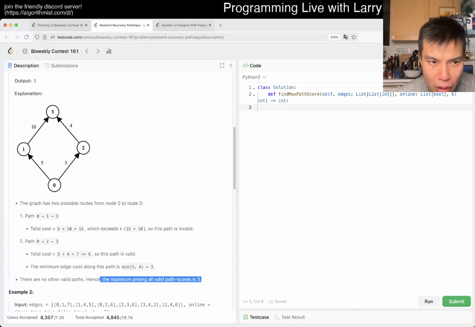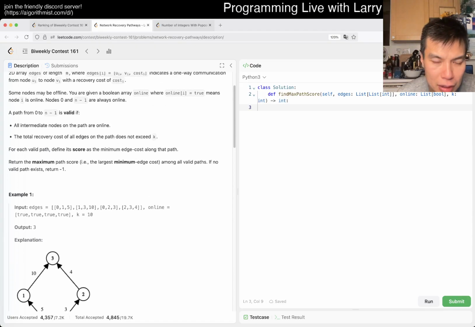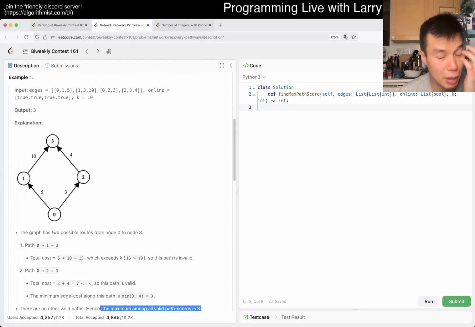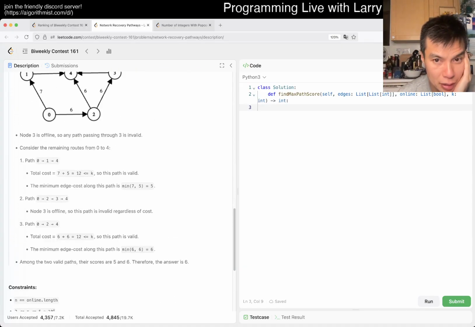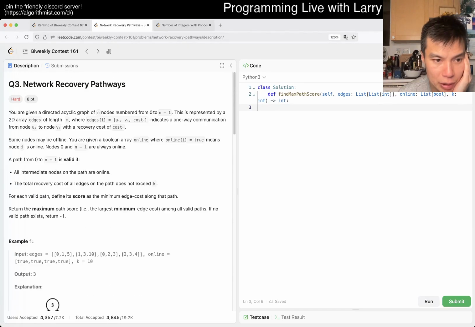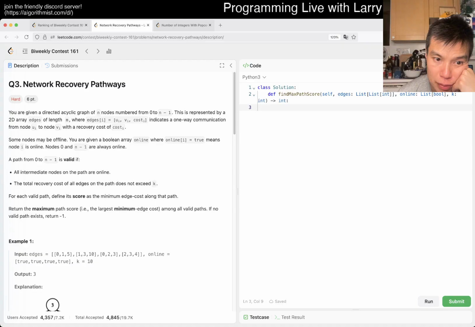The min edge cost along this path. What if there are multiple paths? Okay, so if there are multiple paths, what does that mean? Online is really weird, but okay, fine. Okay, so on each node we want to store, so of all the edges, this is such a weird one.